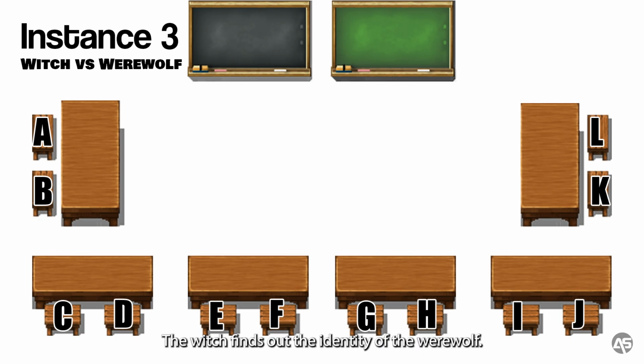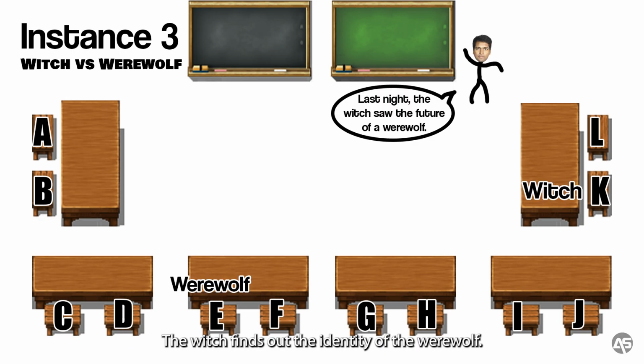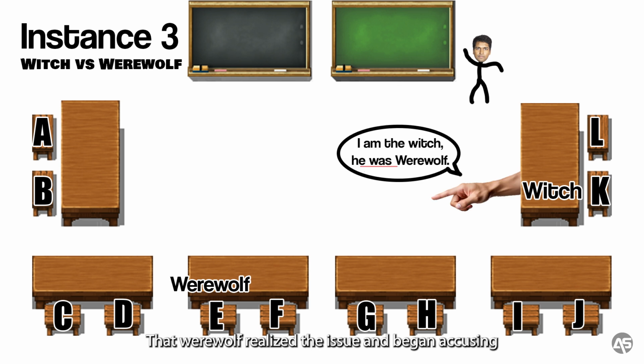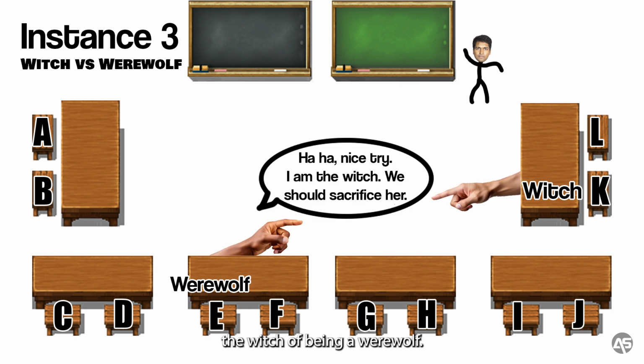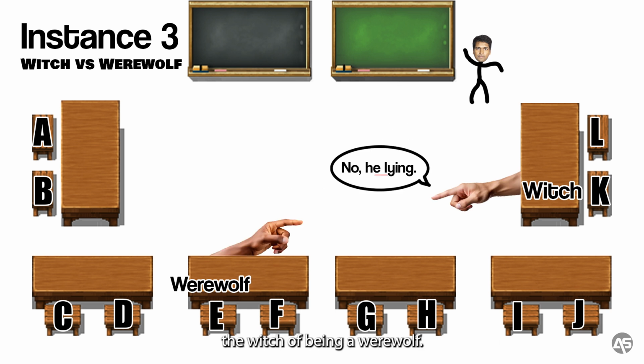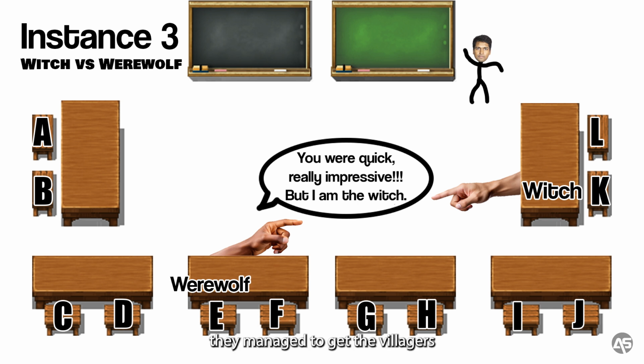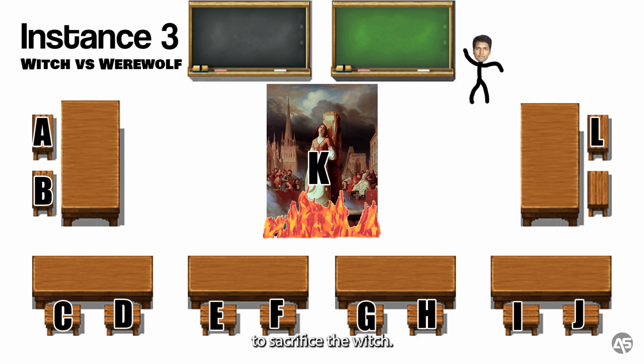The witch finds out the identity of the werewolf. That werewolf realized the issue and began accusing the witch of being a werewolf. Being a convincing speaker, they managed to get the villagers to sacrifice the witch.